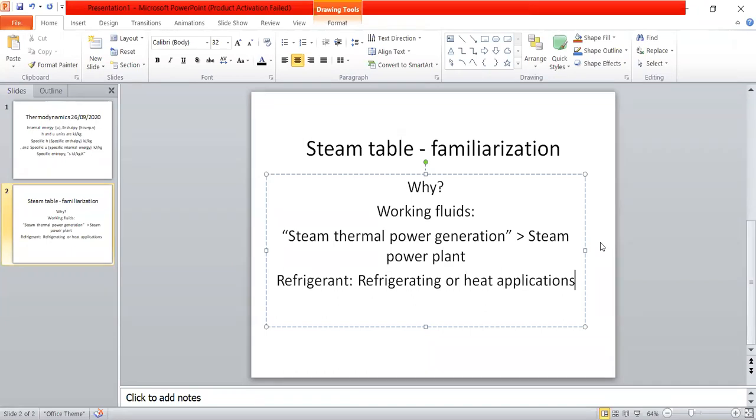Understand? That's why your first point of thought should be right, should be correct. If not, it is very tough for you to pick up the technologies. Okay, and this steam table familiarization is your first step of learning thermodynamics technologies, because without having knowledge of working fluid, you cannot study the components.